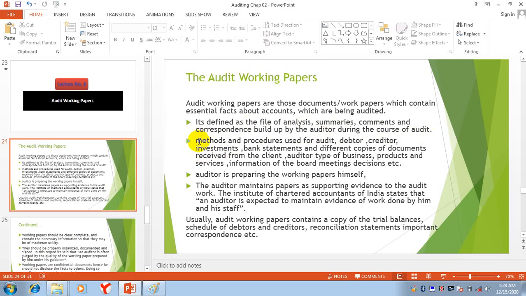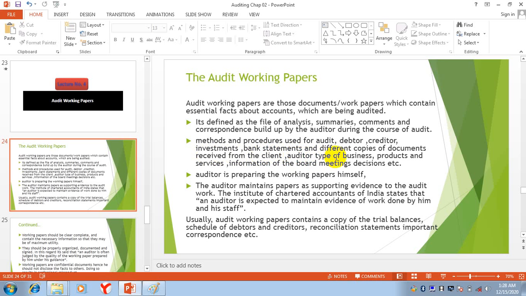In this, basically the auditor mentions the methods and procedures used for audit, which methods and which procedures he is using for conducting the audit, information regarding debtors, creditors, investments, whatever the investments of the company. He keeps information about the investments of the company, bank statements, and different copies of documents received from the clients, like the memorandum of association, articles of association, etc.